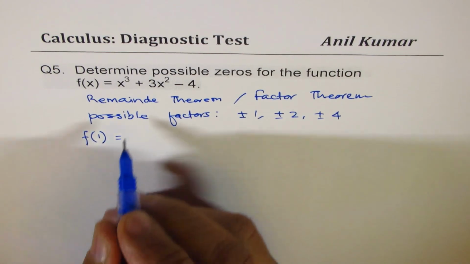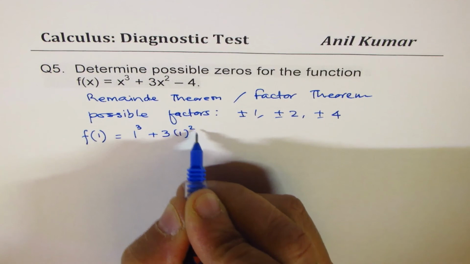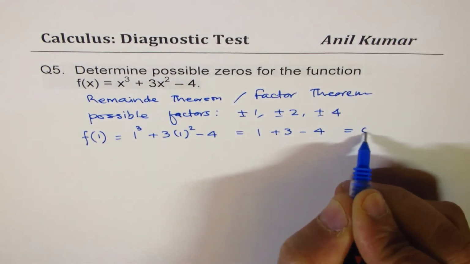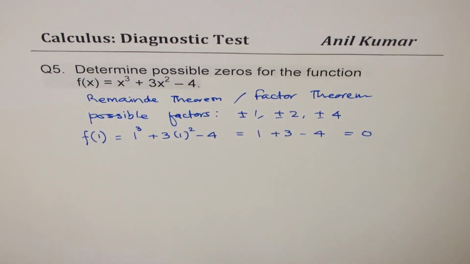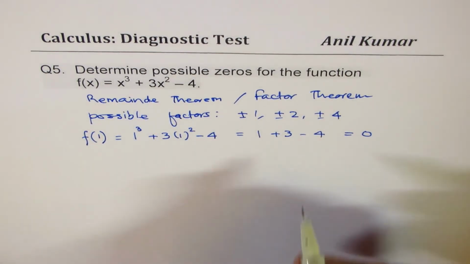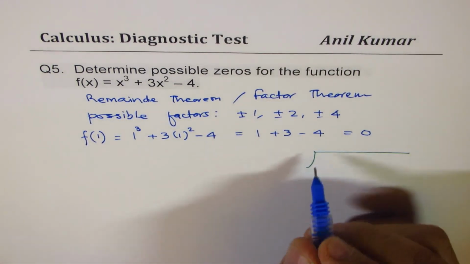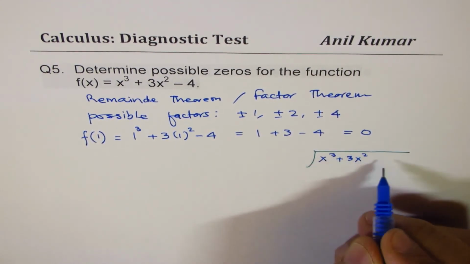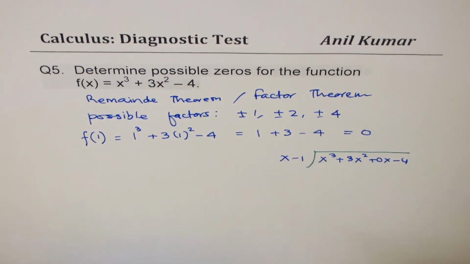So let's substitute 1 here. If I substitute 1, I get 1 cubed plus 3 times 1 squared minus 4, and that is 1 plus 3 minus 4, which is indeed 0, correct? So that means x minus 1 is a factor. Now since x minus 1 is a factor, I could do long division, dividing x cubed plus 3x squared. Since we do not have an x term, we'll write 0x minus 4 by x minus 1.